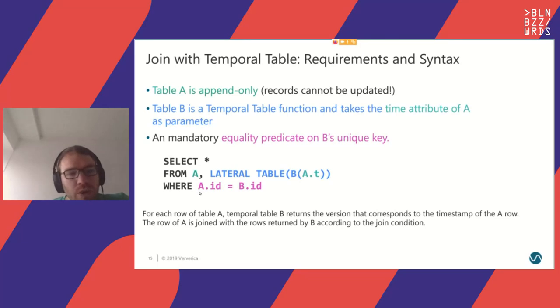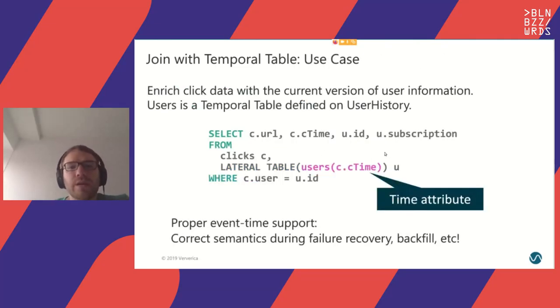And then we do an equality join predicate here on the unique key of B. So it's basically modeled as a simple lookup against the temporal table based on the time. For the exercise that we did before, you would have this clicks table C. We would have a join with the lateral table here with this function users. Users is a function that is defined on the user history. We provide the click time of each click record, and then we join on the user of the click with the ID of these user subscriptions table.